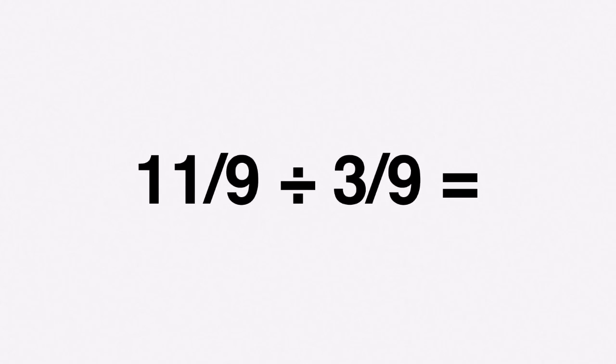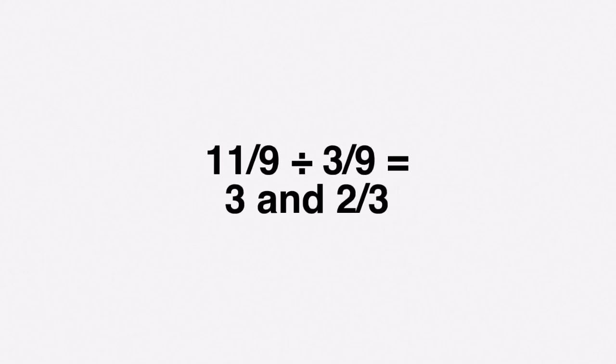How about this one? 11/9 divided by 3/9. If you did this problem correct, you would have found out that you'd have 3 whole and 2/3 left over. So 11/9 divided by 3/9 is 3 2/3.